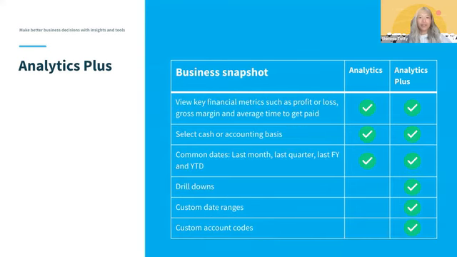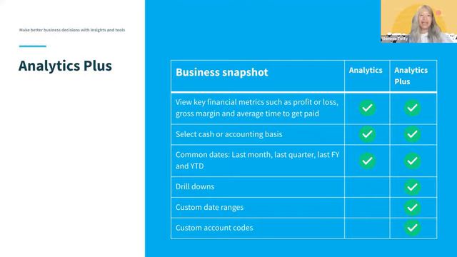The business snapshot shows the key measures that every business should track to help monitor financial health. And you'll see key metrics, which I'll demo soon. You can run it on an accruals or cash basis and select from some common date ranges. But the Plus version of the business snapshot lets you drill down to see a detailed breakdown of the numbers on the dashboard. You can also set custom date ranges and change which accounts are included so that you can focus on whatever period you want and focus on the key numbers.